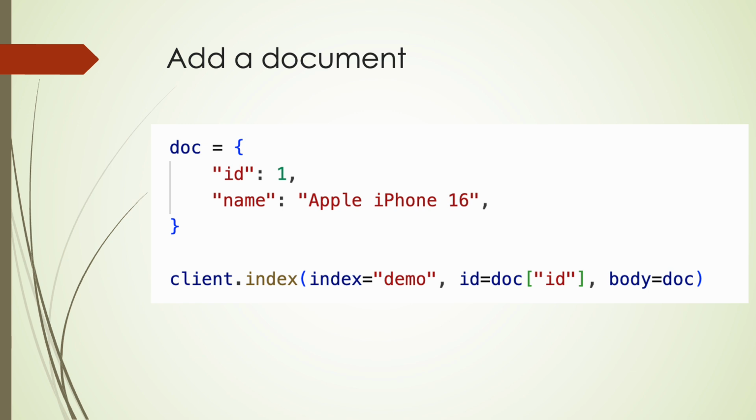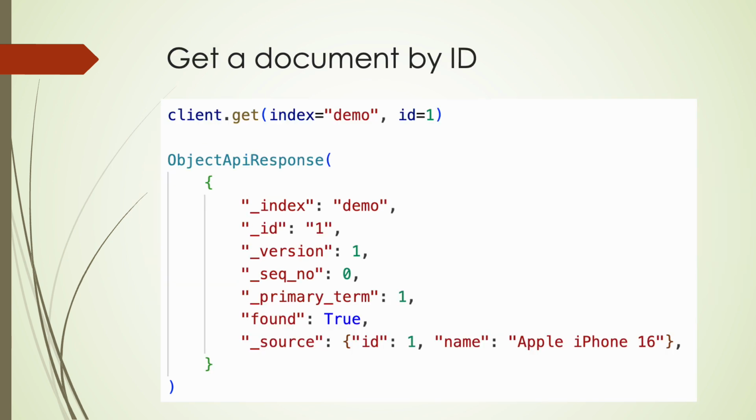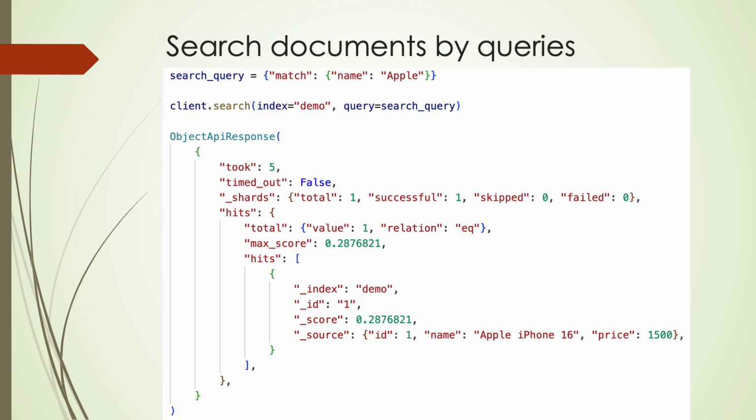This document has an ID field that uniquely identifies the document. If there is no such unique ID, we can skip the ID argument, and Elasticsearch will generate a unique ID for us automatically. Since we know the ID, we can fetch the document directly by its ID. However, in practice, it's more common to search documents by queries.